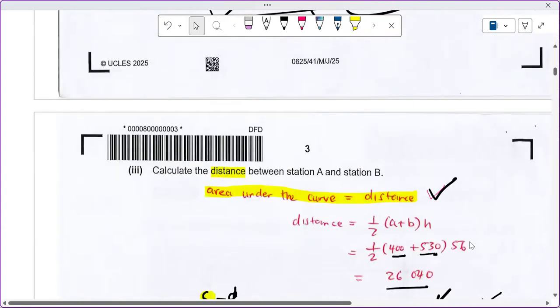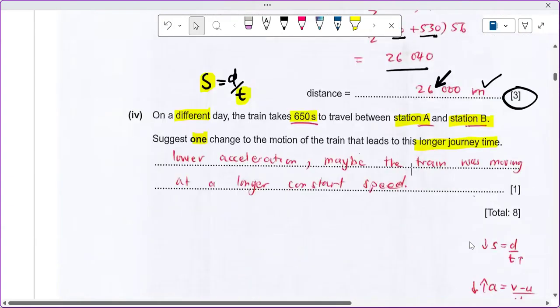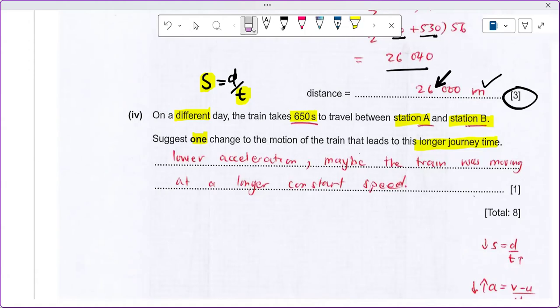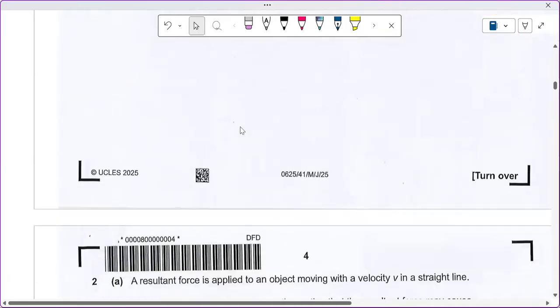Or if perhaps it was moving at a slow speed, or lower acceleration, then that can also be the case. So here you could have said it's moving probably at a lower acceleration. That's why it was taking longer. It was taking time to accelerate from the beginning. Or maybe the train was moving at a longer constant speed, which means for the longest time it was probably just traveling at the same speed, which is why it took longer. So generally, these are questions that you can get in your paper 4.